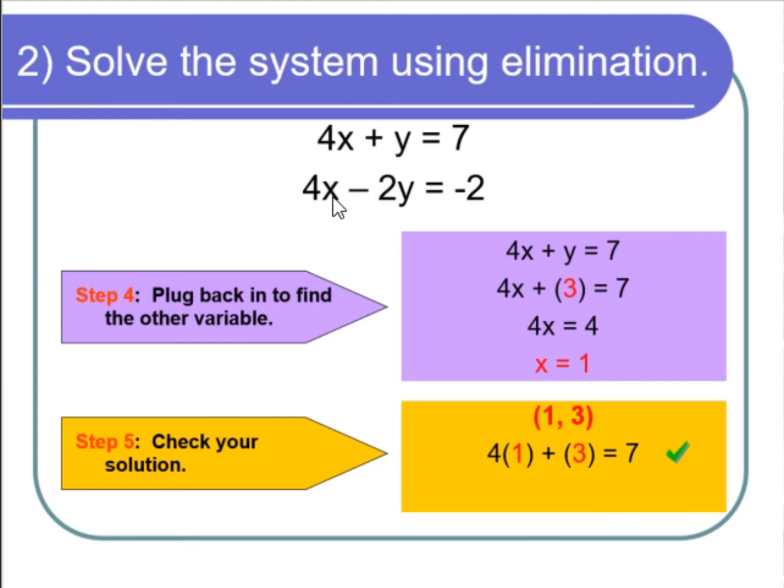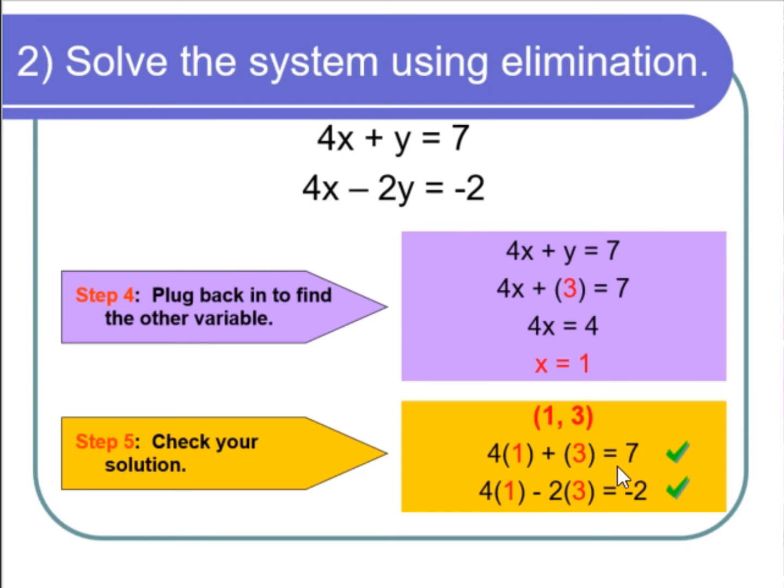What about in equation 2? 4x minus 2y is equal to negative 2. We substitute the value of 1 for x, and we substitute the value of 3 for y. So what will happen is 4 times 1 minus 2 times 3 is equal to negative 2. 4 times 1 is 4, minus 2 times 3 is 6, 4 minus 6, that is equal to negative 2.